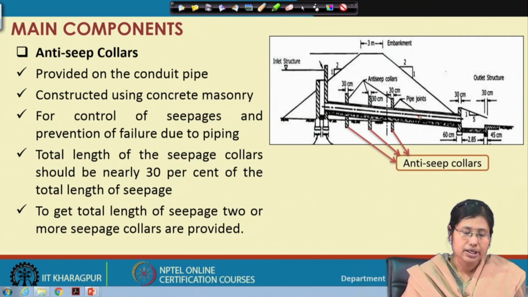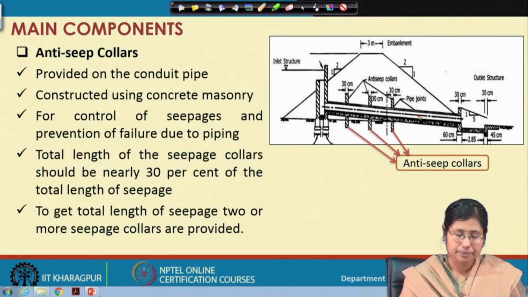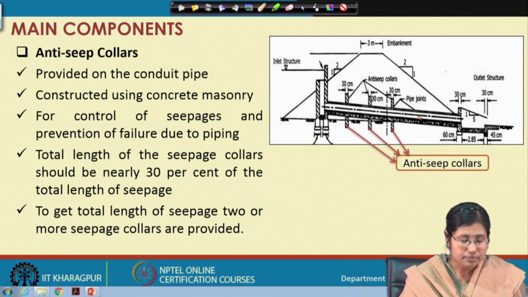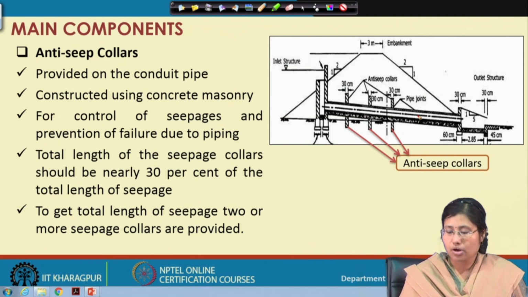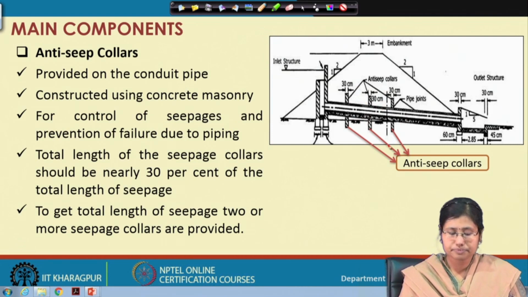These are in general constructed using concrete or masonry. Why are these provided? For control of seepage and prevention of failure due to piping. The total length of the seepage path should be increased by nearly 30% by the collars, and to get this total length, 2 or more seepage collars are provided. So, you can see, to get rid of seepage, there should be multiple anti-seep collars throughout this conduit pipe.